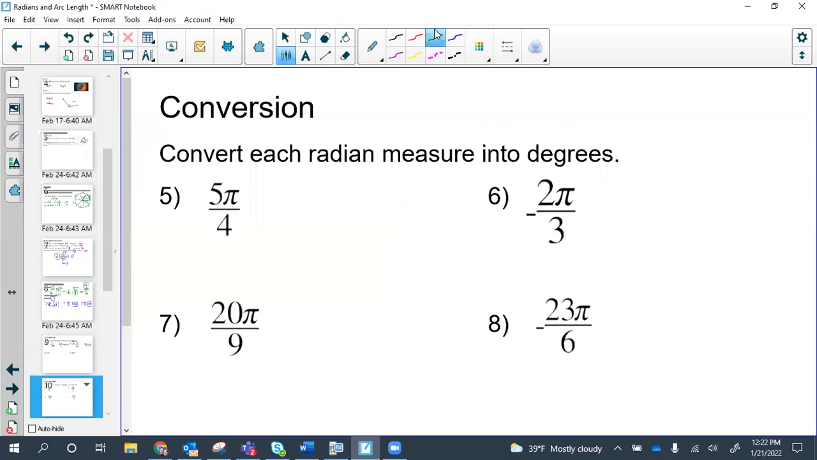When I'm doing number 5, I have 5 pi fourths. I'm going to times that by 180 over pi, because when we're going from radians to degrees, the pi goes in the bottom. That way it can cross out.